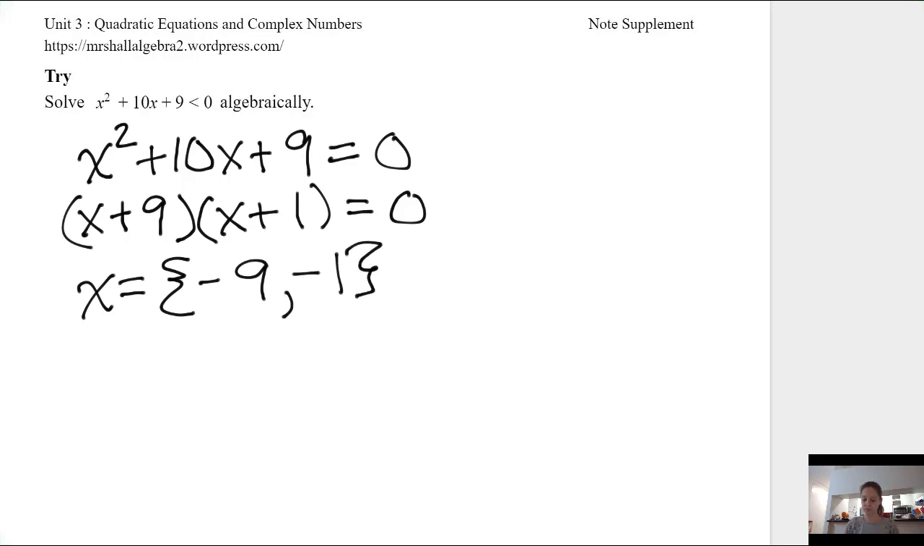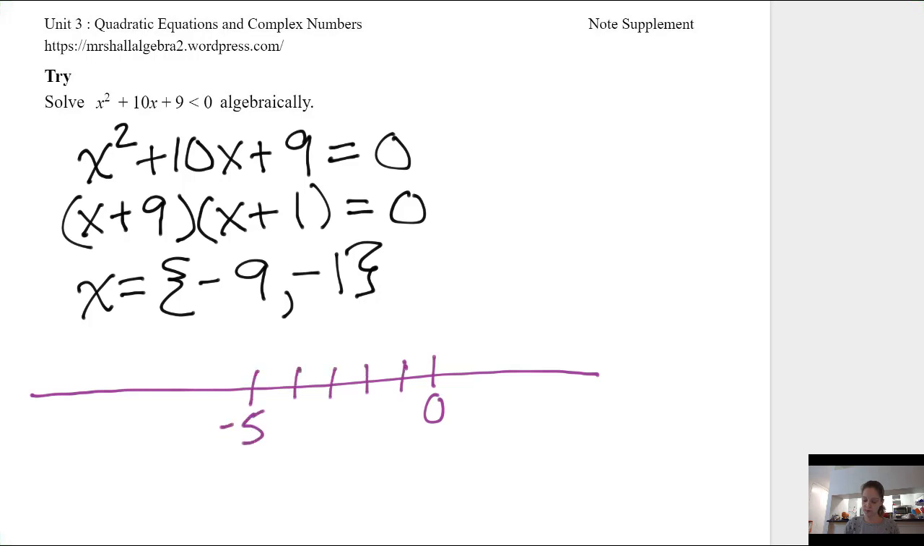Step 2, plot the points on a number line. Put 0 over here. 1, 2, 3, 4, 5, and negative 1, 2, 3, 4, 5. And circle -1 and -9. Check. Do I include them? Do I shade them in? No, because the inequality isn't equal to. The inequality sign is less than.